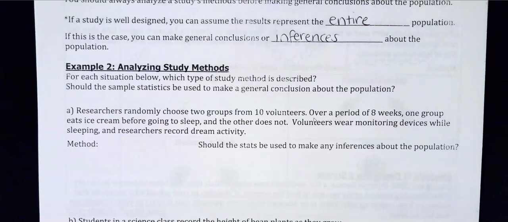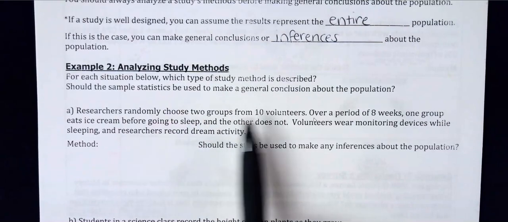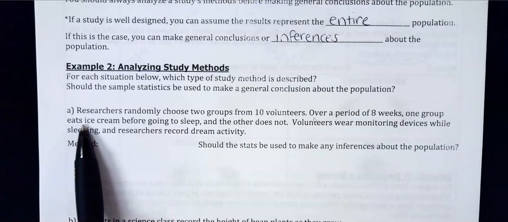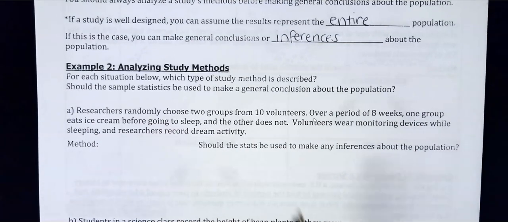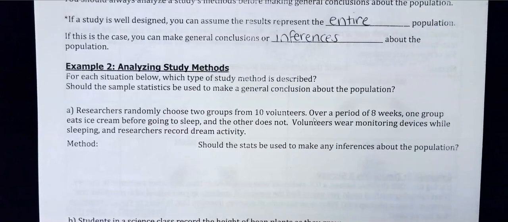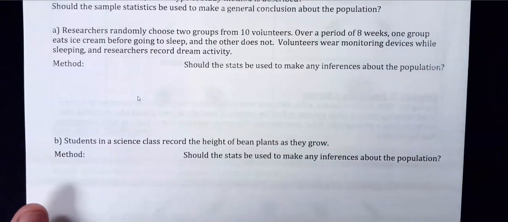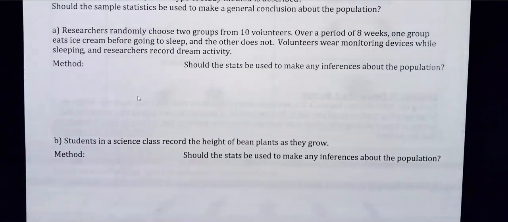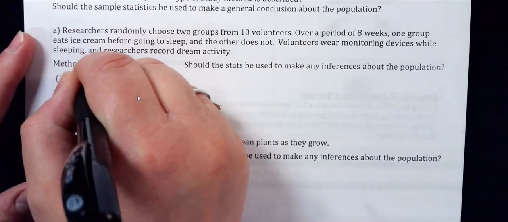All right, so this one says researchers randomly chose 2 groups from 10 volunteers. Over a period of 8 weeks, one group eats ice cream before they go to sleep. The other does not. Volunteers wear monitoring devices while sleeping, and researchers record their dream activity. Okay, what kind of method am I using from those three at the top? This is a control, because you're splitting them into two groups. One group's eating ice cream, one's not. So one's imposing the treatment would be people eating ice cream. Not imposing anything would be the people that don't. So this is a controlled experiment.